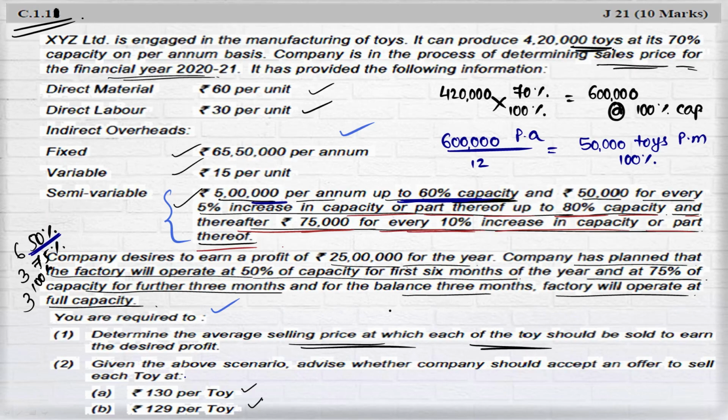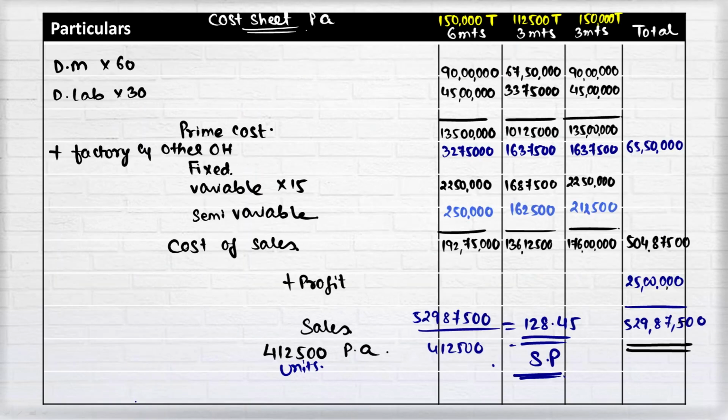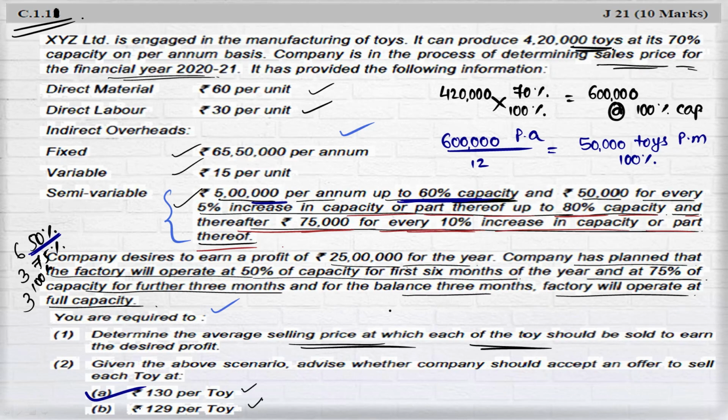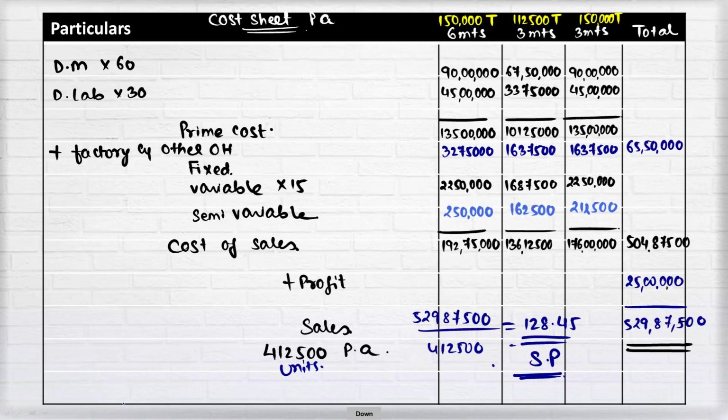The sum also tells me, what if the selling price is 130? If the selling price is 130, you should accept it because you will be earning your desired profit. What if the selling price is 129? Even if the selling price is 129, you should accept it because you will be earning more than your desired profit. It should be a theoretical answer. No practical calculation is required as far as those questions are concerned.